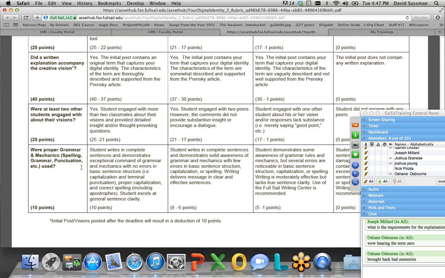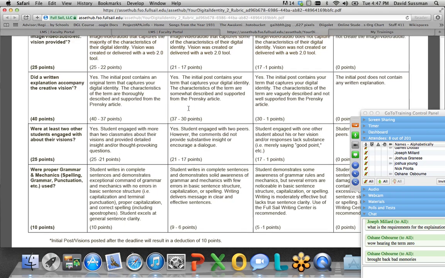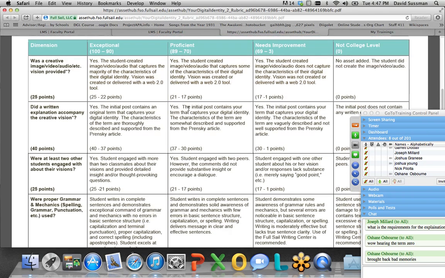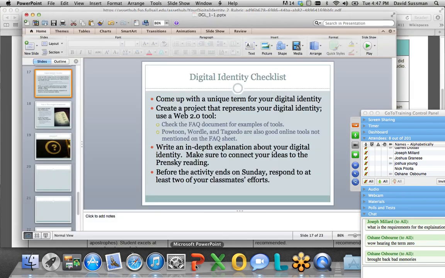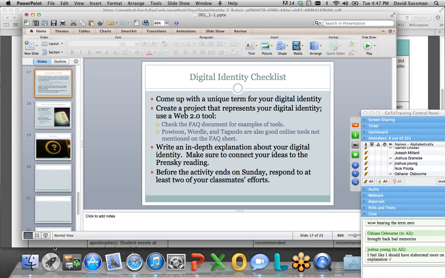And there are some points for grammar and mechanics and such. So be aware of what the assignment is fully asking for, though the checklist I just showed covers the core things.